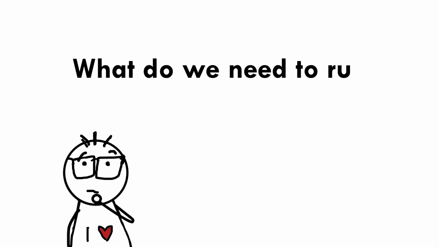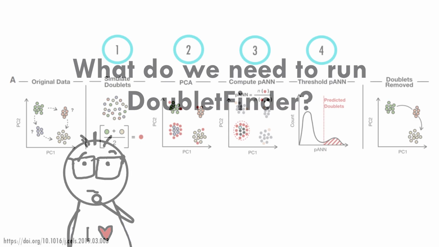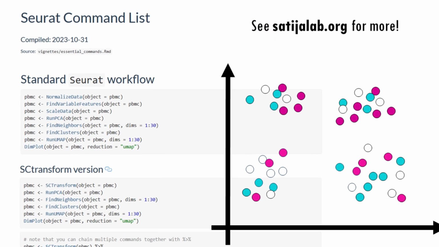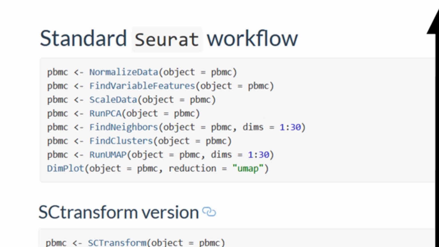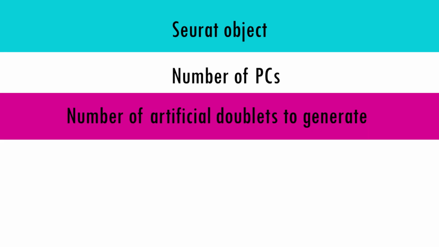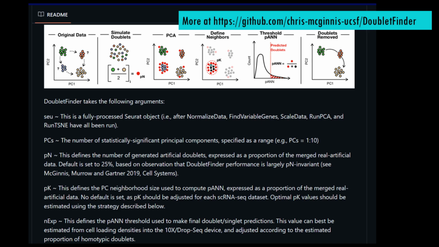So first, let's go back to DoubletFinder. What do we need to run DoubletFinder? It essentially needs a Seurat object, a fully processed Seurat object that is after normalized data, find variable genes, scale data, run PCA and run TSNE, and 4 additional arguments, PCs, PN, PK and NEXP. PCs is the number of statistically significant principal components, and we will automatically select it for each sample separately.